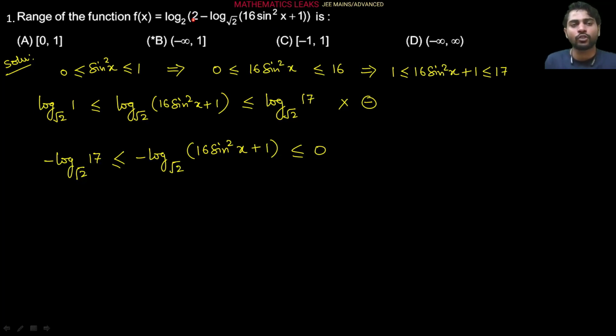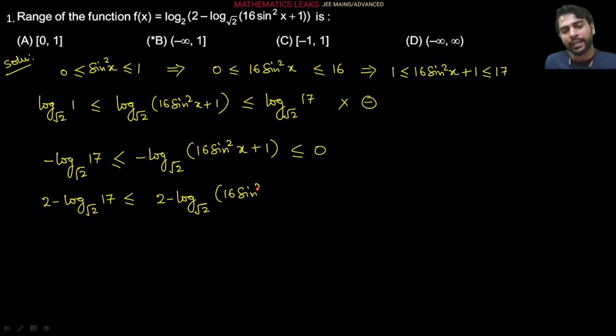Now we are saying 2 is being added to this quantity. So we are just going to add 2 on every side of this inequality. So we will get 2 minus log base root 2 of 17 less than or equal to 2 minus log base root 2 of (16 sin²x plus 1) less than or equal to 2, right everyone?